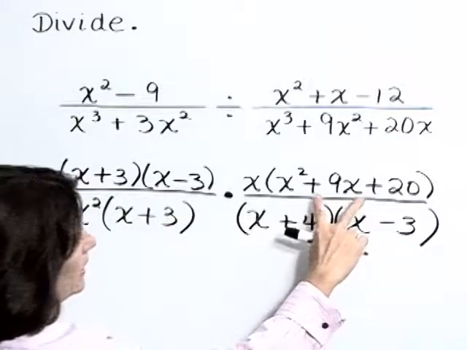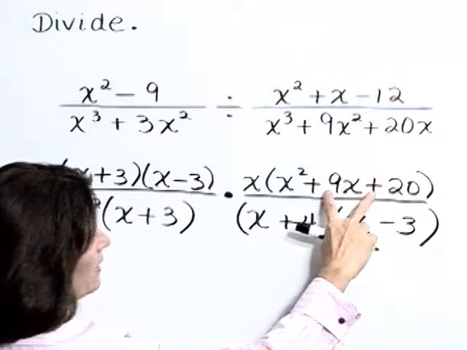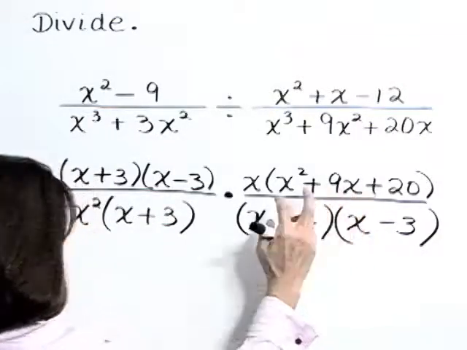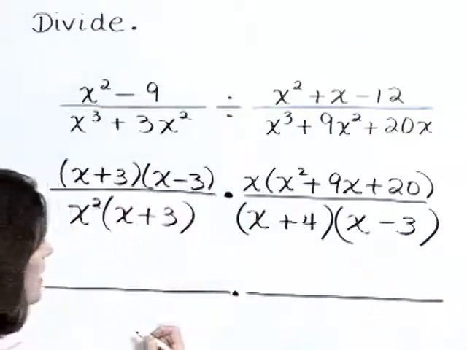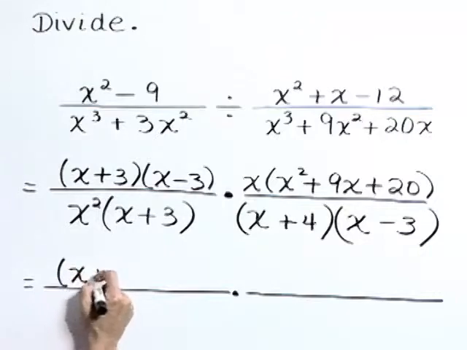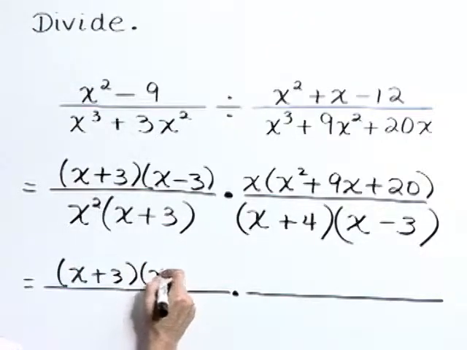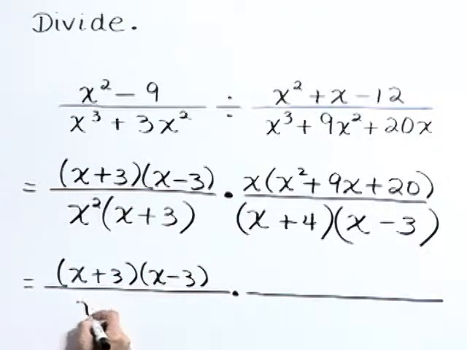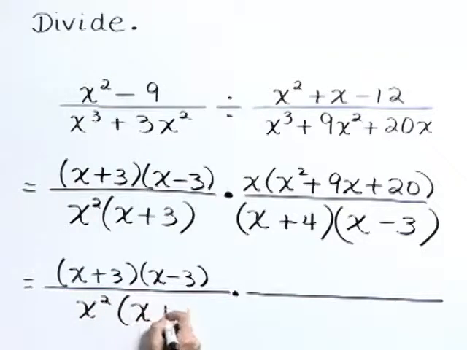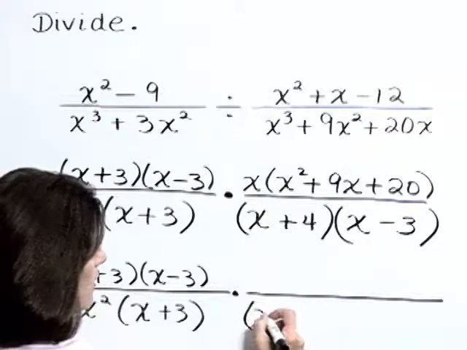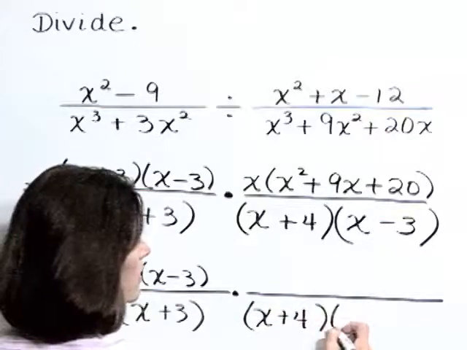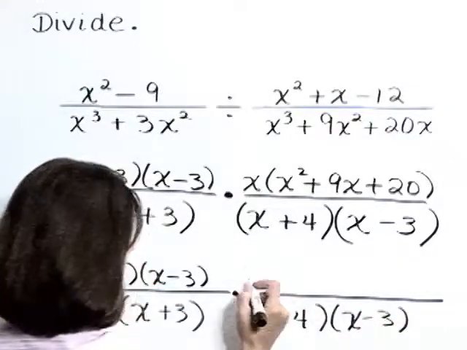Everything's looking good, but I'm going to take another step and go ahead and factor this trinomial. So let's do that. I'm going to just rewrite everything else. Numerator: x plus 3 times x minus 3. Below it we have x squared times the quantity x plus 3. In our second denominator we've got x plus 4 times x minus 3.